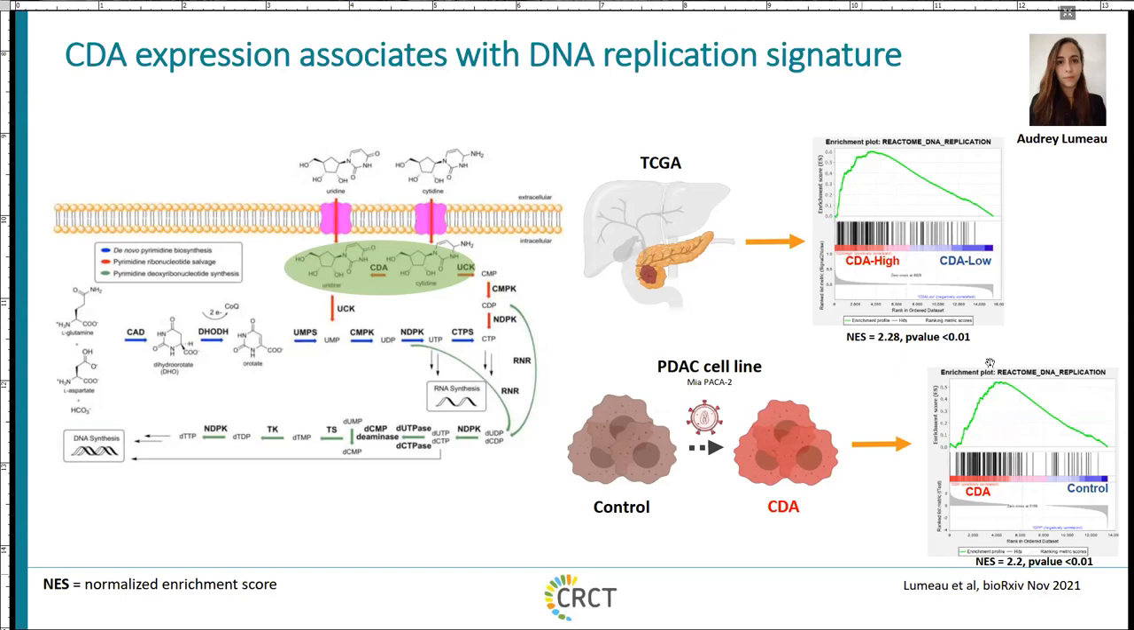I should mention this is not due to the fact that the cells are growing better. It's not connected to cell cycle. Those cells are replicating just like the control cells, but they are specifically engaging a pathway of DNA replication when CDA is expressed. So next slide, please.